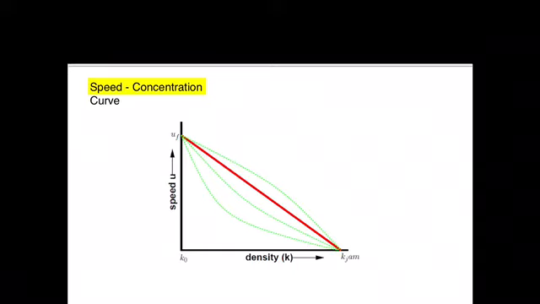This figure gives you the relationship between the speed and concentration. Initially, when there are zero vehicles, when the density is 0, you can have a maximum speed. As the density increases, your speed value will start reducing and it will come to 0 at jamming density. I've already explained that in the previous diagram. With this, I will conclude traffic flow theories, and in the next sessions, we will discuss urban transportation and planning. Thank you.